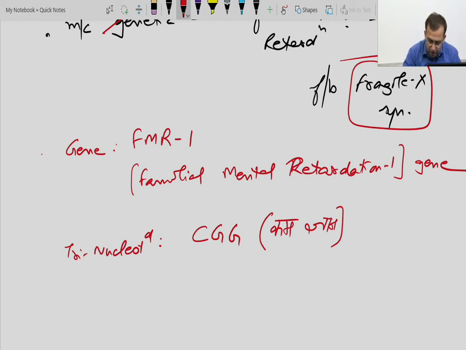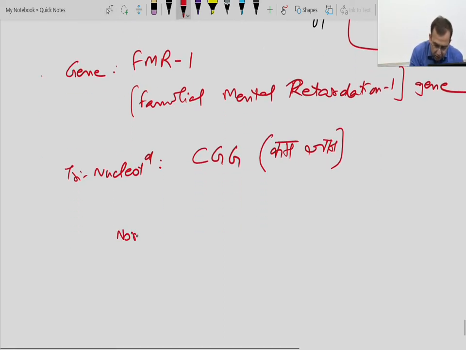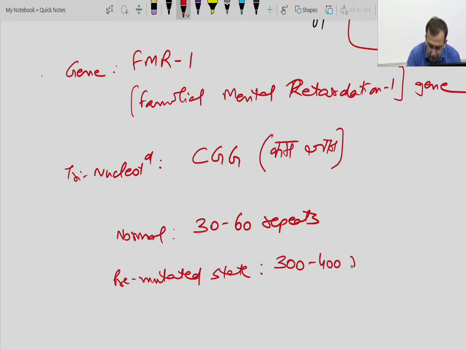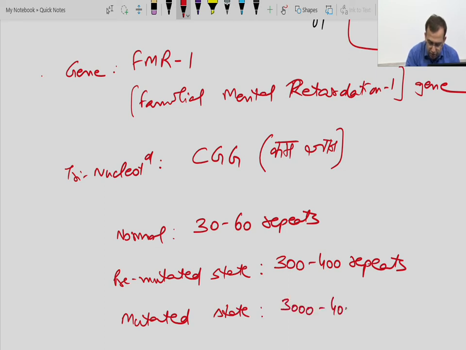What do we mean by this? Normally all of us have 30 to 60 CGG repeats. That is CGG, CGG, CGG. In this way it is repeated 30 to 60 times. Then there is a pre-mutated state, where there are 300 to 400 repeats. And lastly, a mutated state where there are 3000 to 4000 repeats.